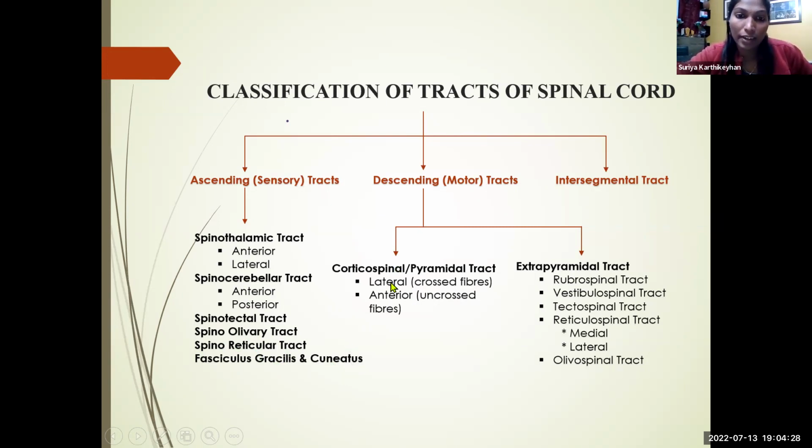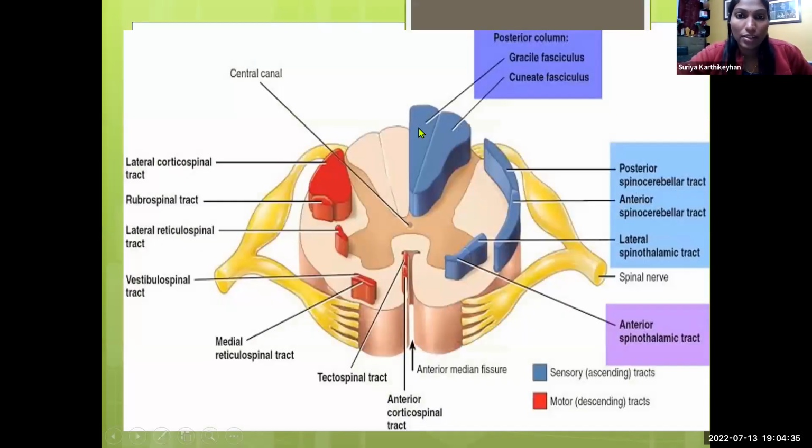Okay, and then descending tract, we have the corticospinal tract. Intersegmental tracts are nothing but the extrapyramidal tracts. Okay, this is the location. This is the fasciculus gracilis, fasciculus cuneatus, and then in the lateral column we have the spinocerebellar, anterior spinocerebellar, posterior spinocerebellar, and this is the spinothalamic. Anteriorly we have the anterior spinothalamic. In the lateral white column we have the lateral spinothalamic tract. And these are the descending tracts, nothing but the corticospinal. Okay, lateral corticospinal, and here it is the anterior corticospinal, and then extrapyramidal tracts are the rubrospinal, reticulospinal, olivospinal, tectospinal.